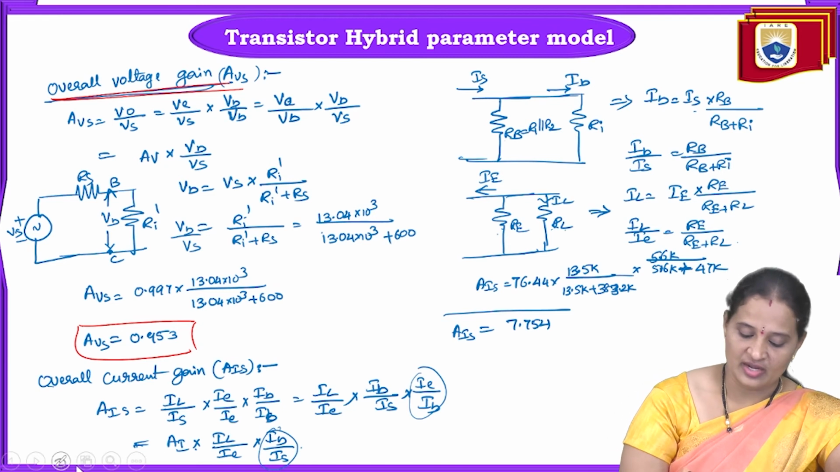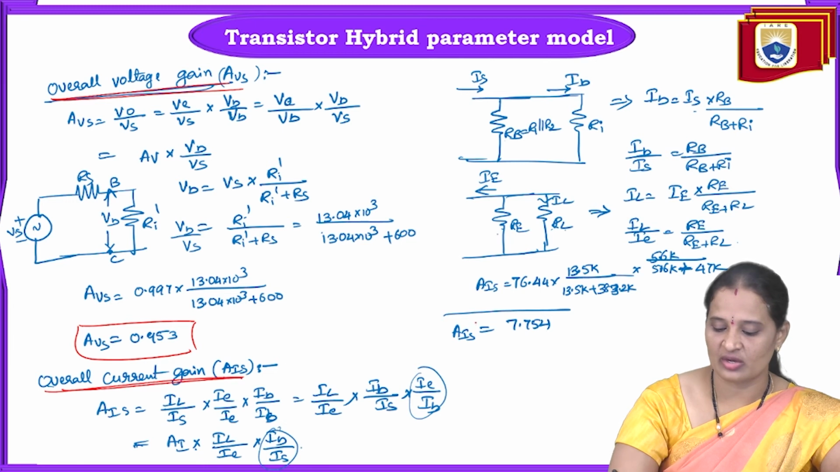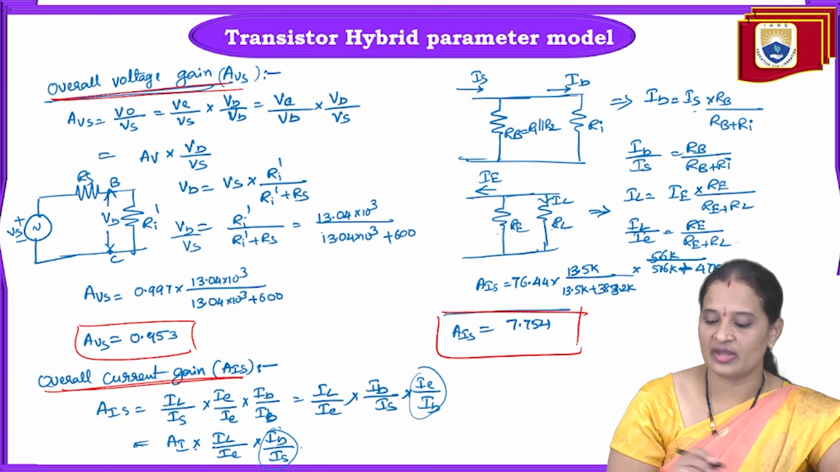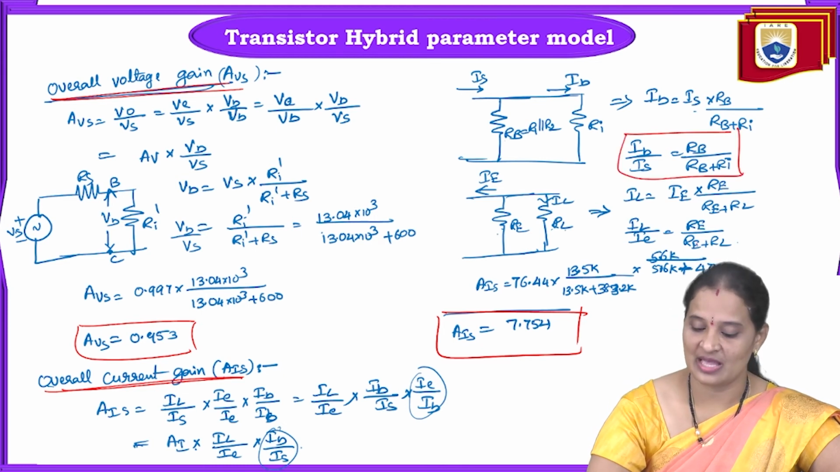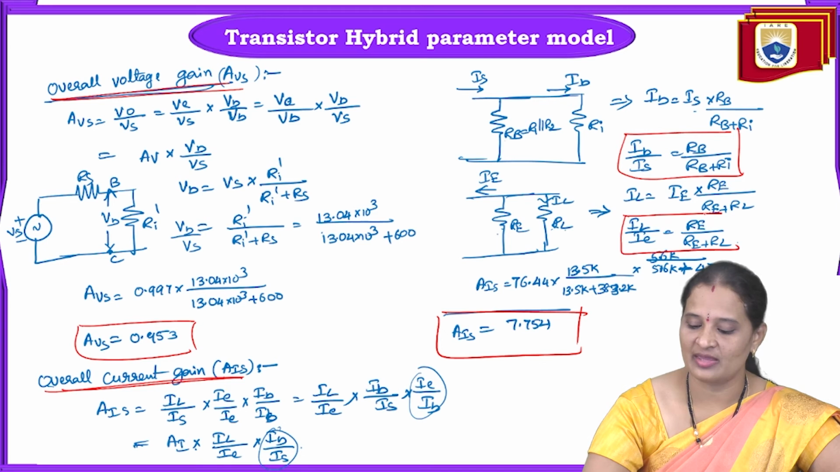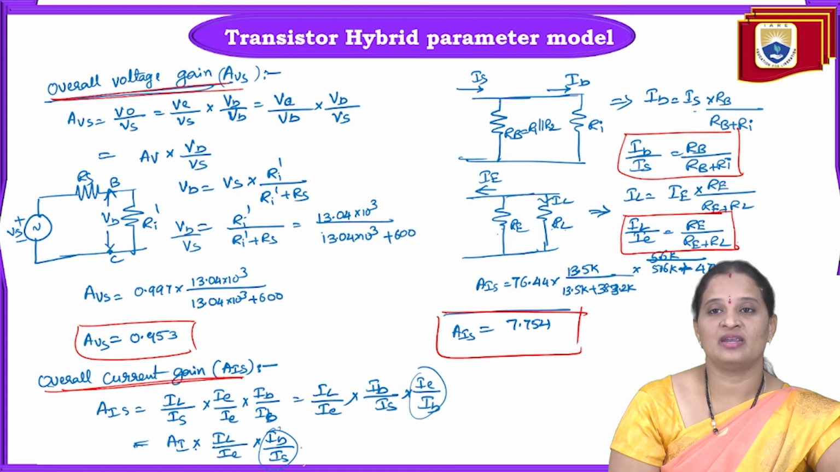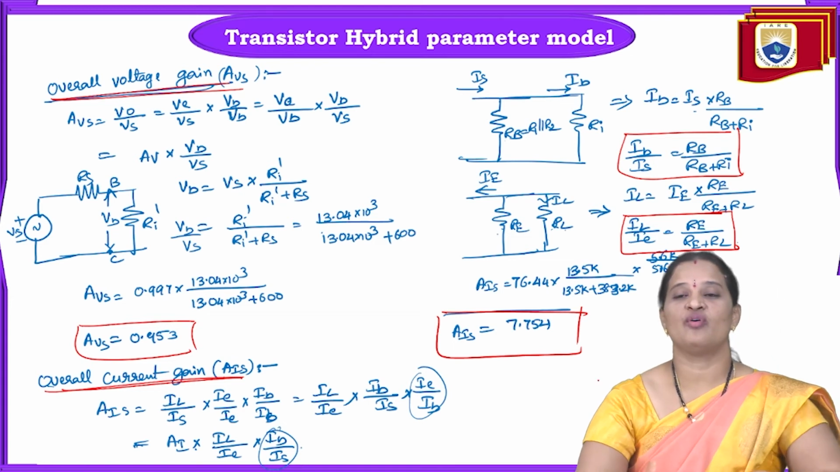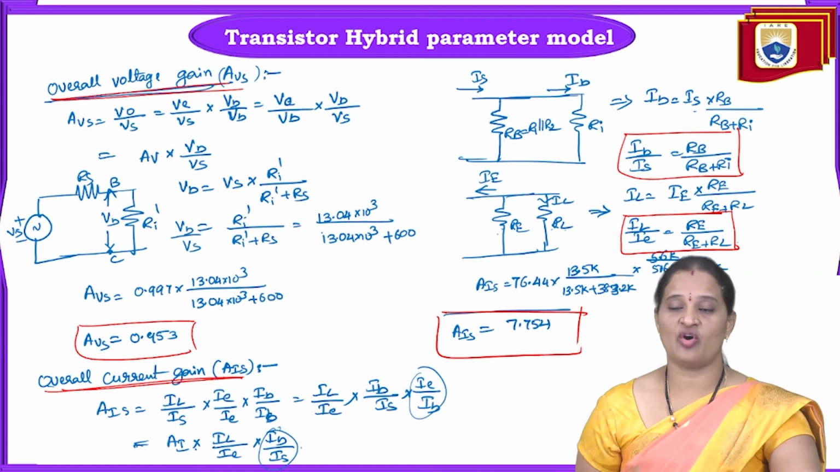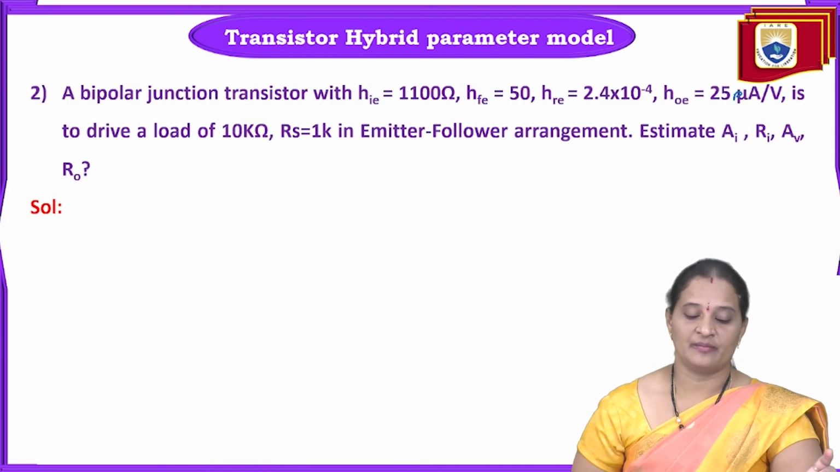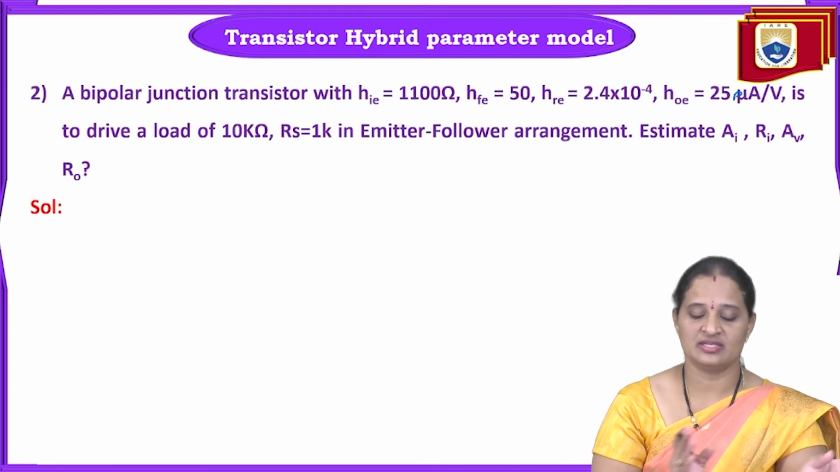So like that, we can evaluate all the parameters of the common collector configuration. The overall current gain is this one, where IB by IS is RB by RB plus RI, IL by IE is given by RE by RE plus RL, and IE by IB is nothing but AI. So this is the value of overall current gain, and this is how we can analyze all the characteristic parameters of the common collector amplifier. That is how I wanted to discuss all the parameter calculations in a single problem.